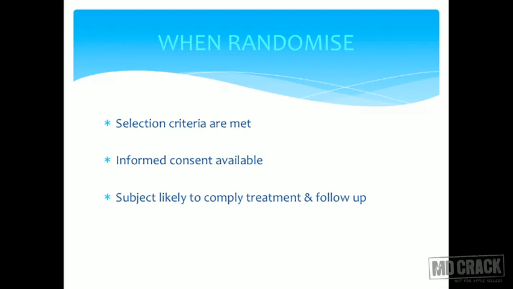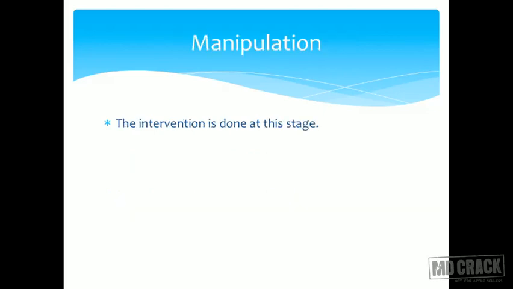As we saw, these are long-term studies. Follow-up is required. Attrition will be a big problem in case these parameters are not met. Then is the stage of manipulation. Manipulation means the intervention that you do into the group.